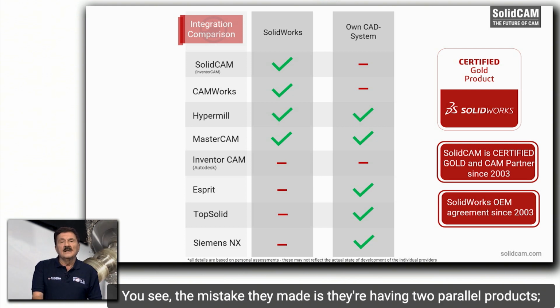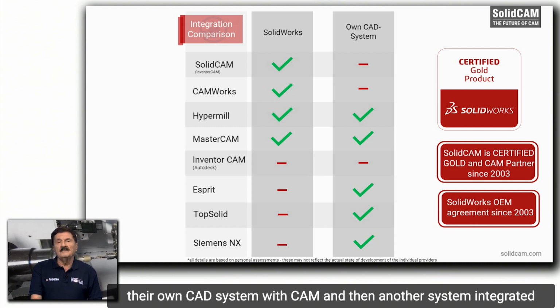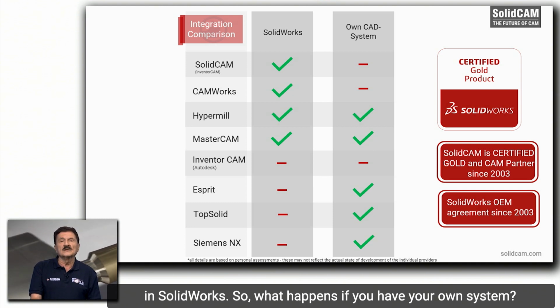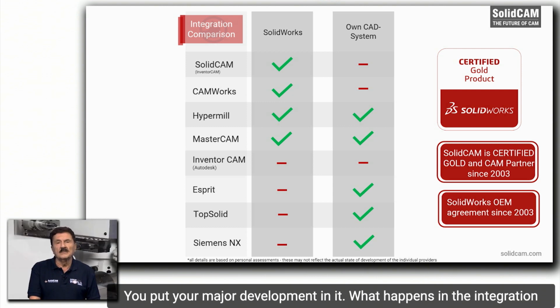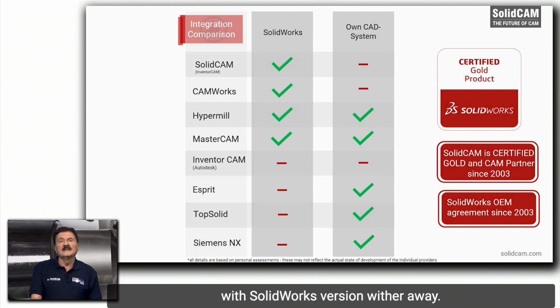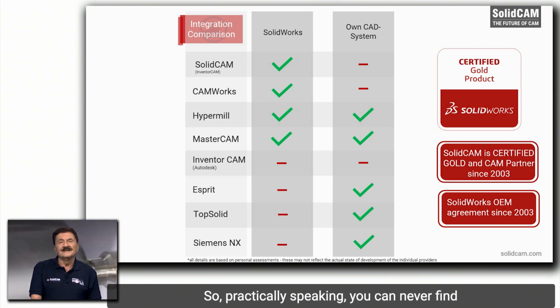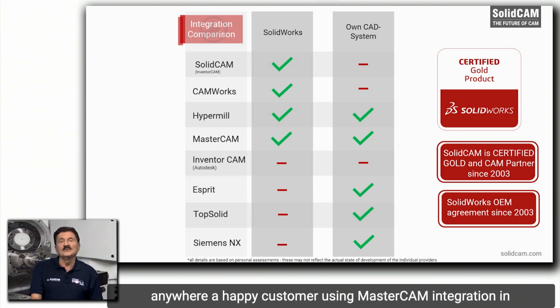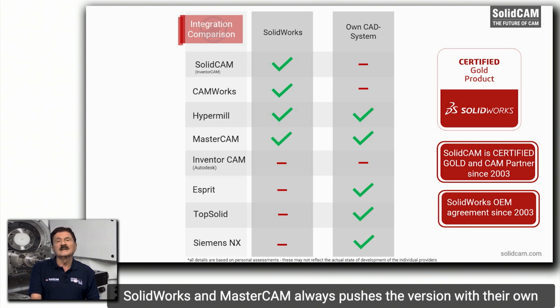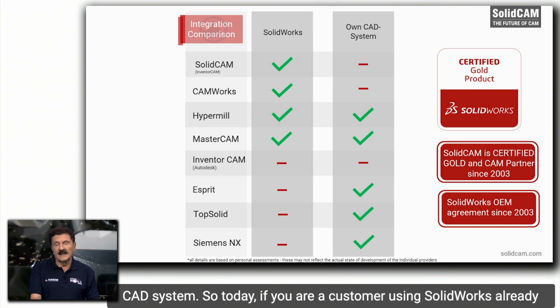You see, the mistake they made is they had 2 parallel products, their own CAD system with CAM, and then another system integrated in SolidWorks. If you have your own system, you put your major development in it, and the integration with SolidWorks withers away. So practically speaking, you can never find a happy customer using Mastercam integration in SolidWorks, and Mastercam always pushes the version with their own CAD system.